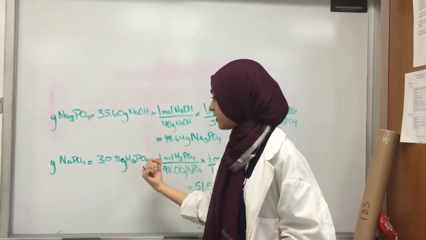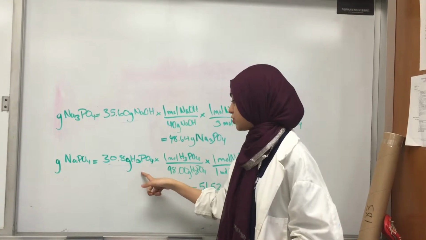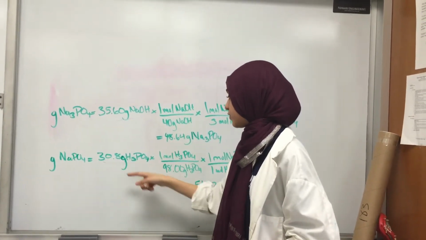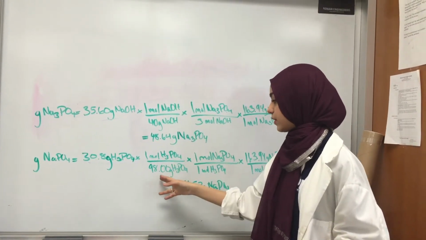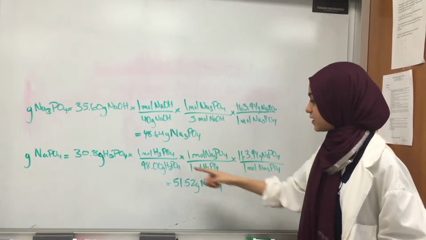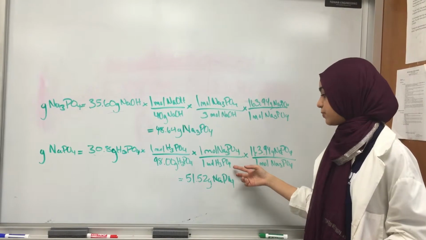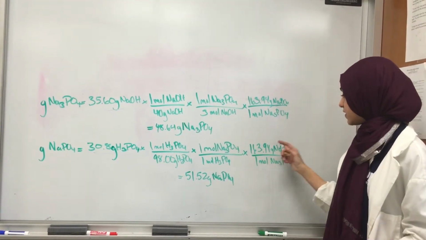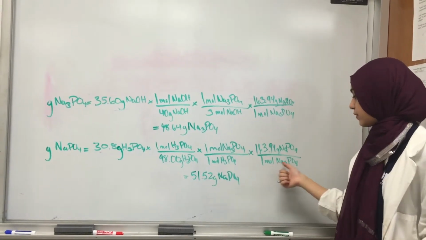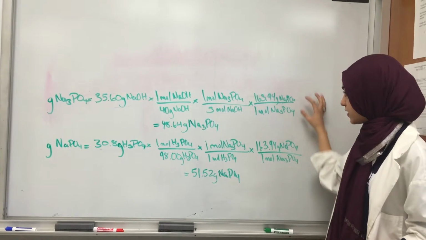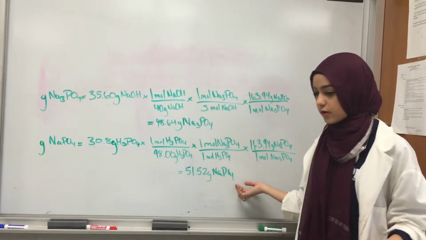And the next one, we have to find the product of Na3PO4 from the H3PO4. So we start off with 30.8 grams, and then we multiply by 1 mole of H3PO4 per 98 grams, which is from our molar mass, times 1 mole of Na3PO4 per 1 mole of H3PO4 from the balanced equation, and then times the 163.94 grams of Na3PO4 per 1 mole of Na3PO4 once again. And then we find that it's 51.52 grams of Na3PO4 produced.